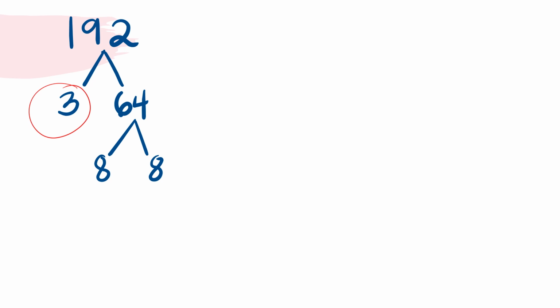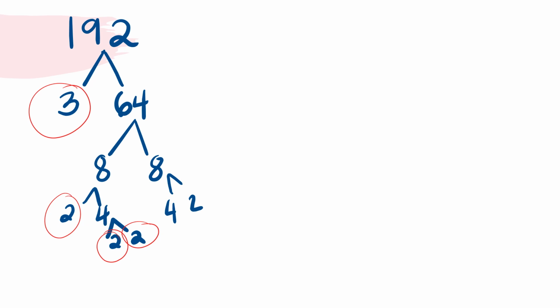Then I went ahead and worked on both of my 8s. So 8 can be broken down into 2 times 4. 2 is prime, so we go ahead and circle it. 4 can be broken down further into 2 times 2. Both of those 2s are prime, so we circle those. Then go ahead and do the same to our second 8, breaking it up into 2 times 4. 2 is prime, so circle it.